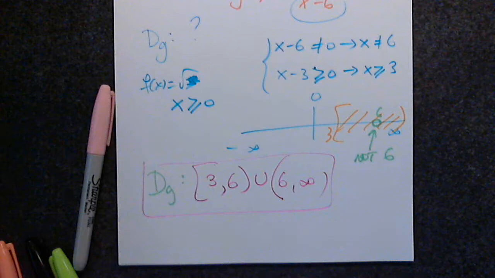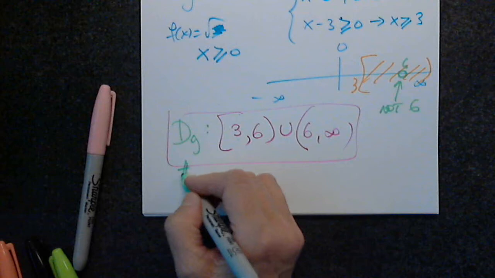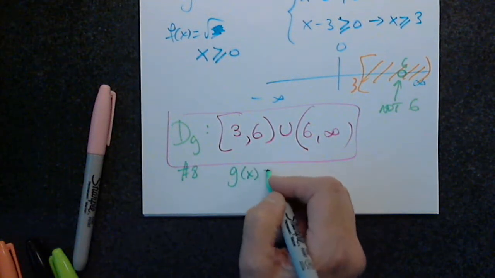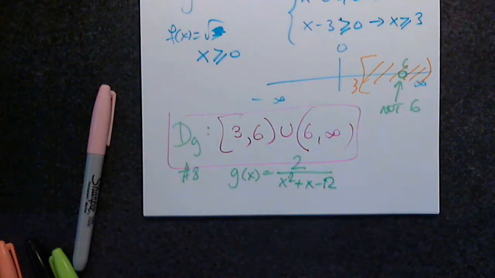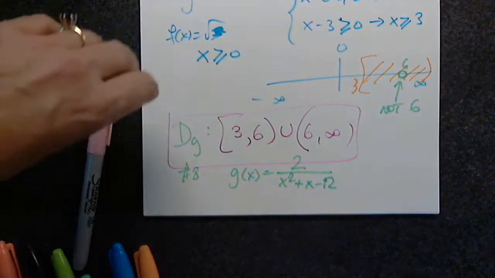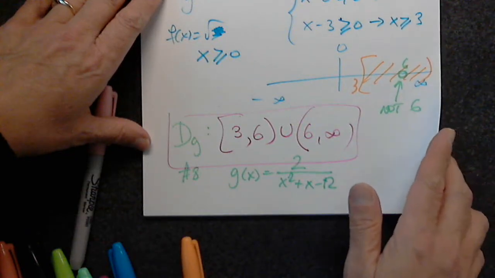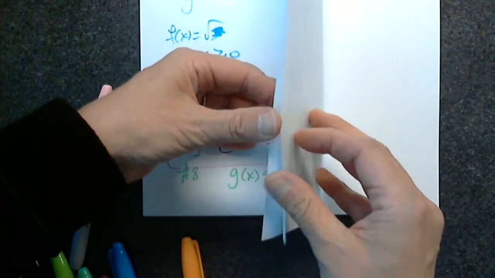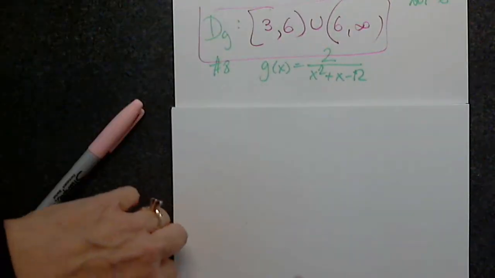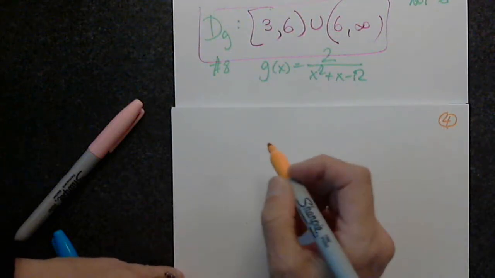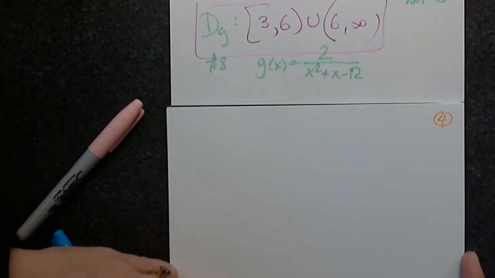Okay, so let's look at one other. Let's say problem 8, which is g of x equals 2 divided by x squared plus x minus 12. We're asked to find the domain of this function. What do I have to write? In order to find the domain of this function, I have to write what? Can anyone dictate? x squared.